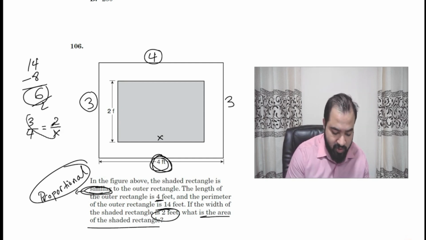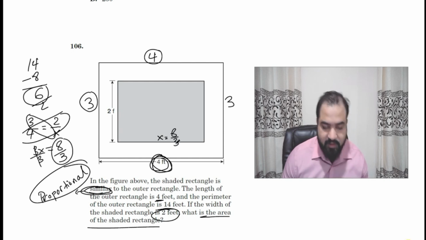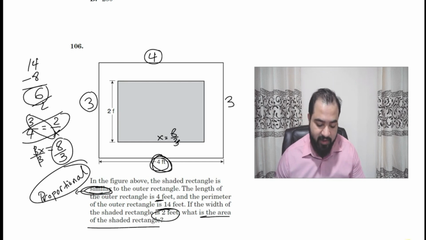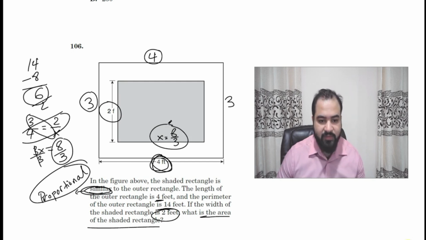Now let's cross multiply. So 3x is equal to 8. Now divide both sides by 3. So x is 8 over 3. But that's not what they're asking for. They're asking for the area of the rectangle. So if you want to find the area of the rectangle, we just multiply length and width.